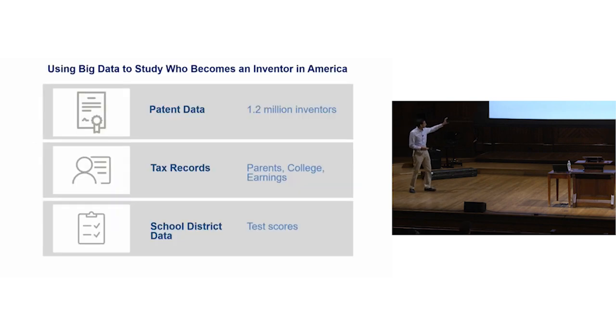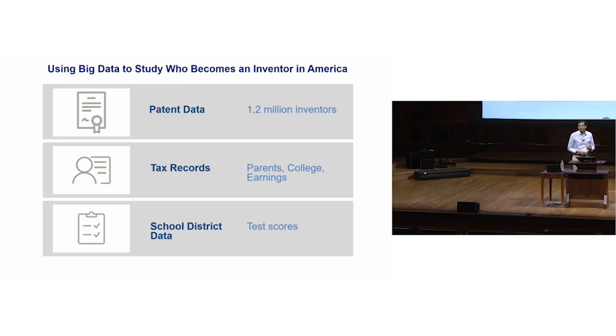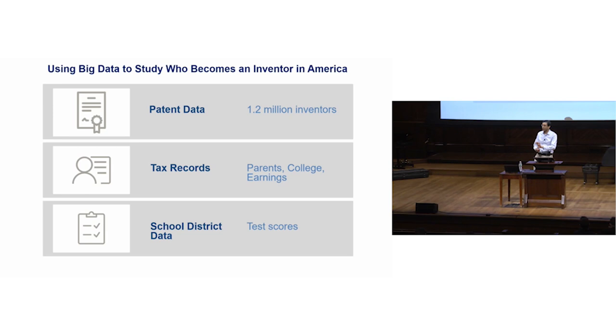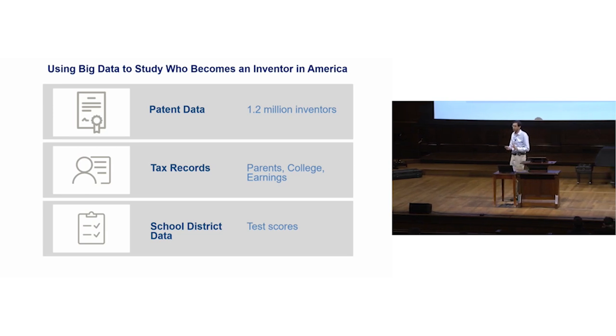And so what I'm going to talk about here is drawn from this paper with Alex Bell, who's a graduate student here, and other co-authors, which is Who Becomes an Inventor in America? And that's on your syllabus if you want to look at what I'm discussing in more detail. Okay, so what do we do in this paper? We use big data to study who becomes an inventor in America, and then get at some of these issues of how changes in equality of opportunity might affect innovation rates. So how do we do that?